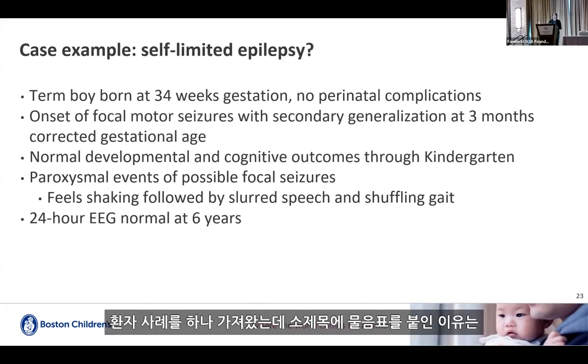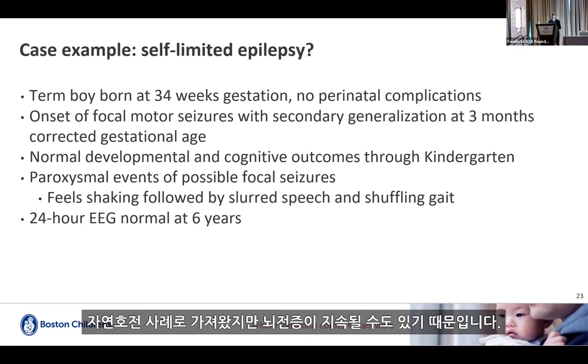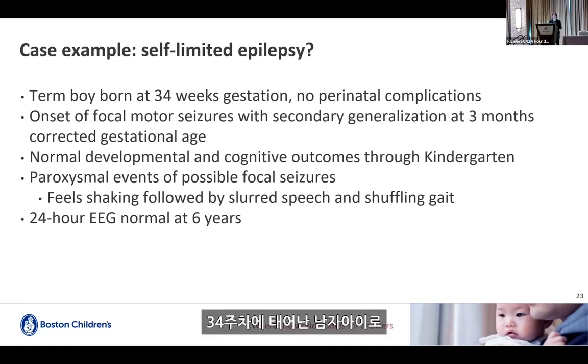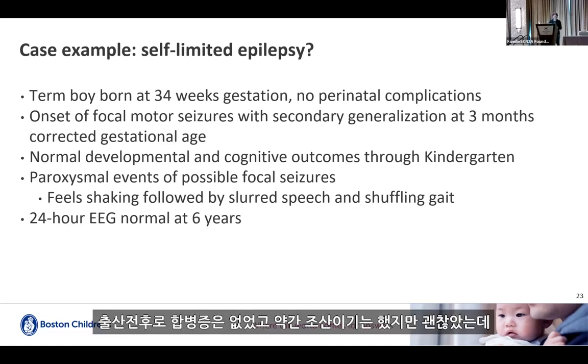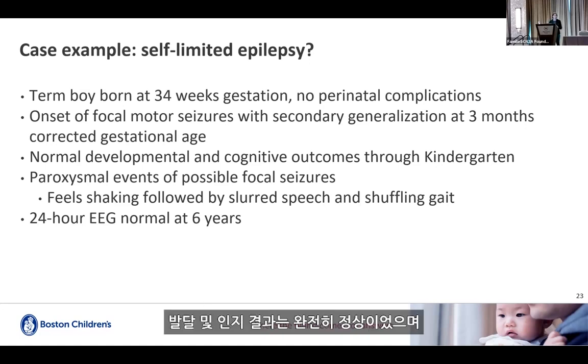So this is a case example, but I actually put self-limited with a question mark because it shows you that it's not always black and white. And this one is maybe self-limited, but maybe actually has some ongoing epilepsy. Boy born at 34 weeks by twin pregnancy, no perinatal complications, a little bit preterm. Did okay until 3 months corrected gestational age, so 4.5 months, but corrected to 3 months, had onset of focal motor seizures. He's had completely normal developmental and cognitive outcomes.